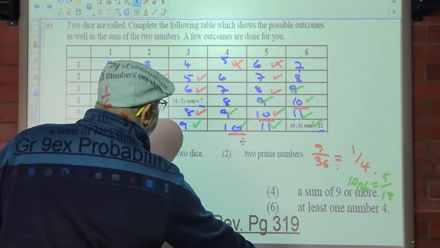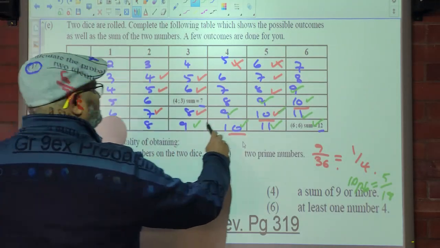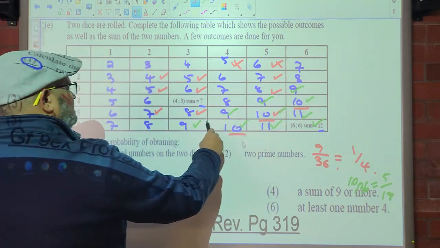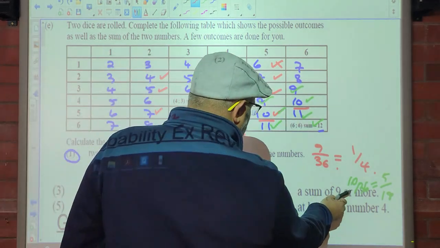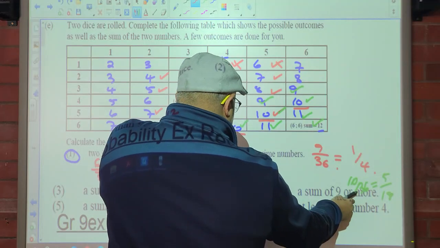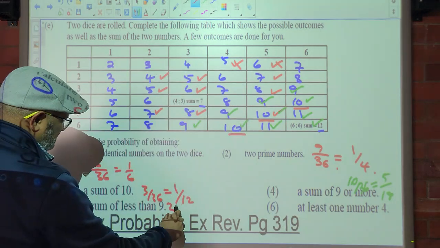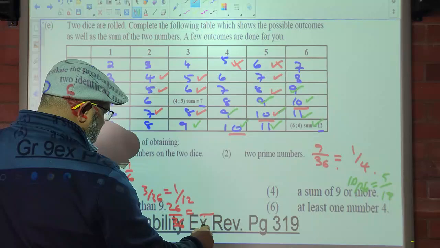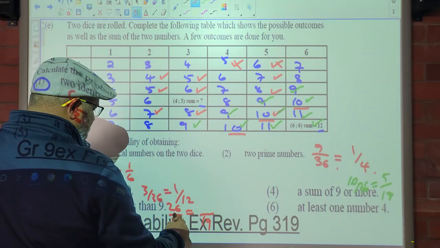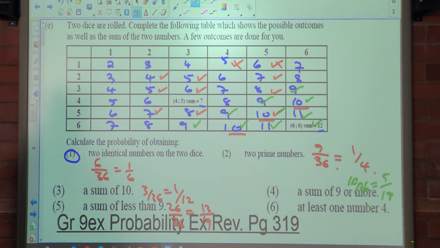The number less than 9. Can it be 9? No. Anything less than that. Okay, so less than 9. So how many is 9 or more? 10. 36 minus 10 is going to give you 26. So it's going to be 26 over 36, which is 13 over 18. Is that correct?